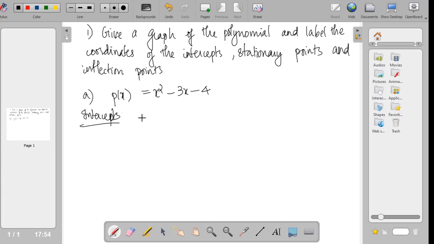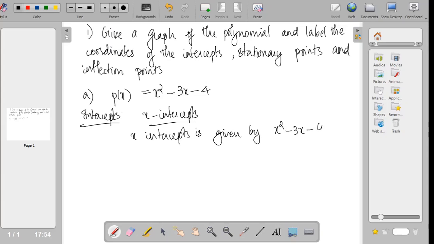So first we will find the x-intercepts. The x-intercepts are given by taking p of x equal to 0, x square minus 3x minus 4 is equal to 0. So that implies x minus 4 into x plus 1 equal to 0. So therefore the intercepts will be x equal to 4 and minus 1.